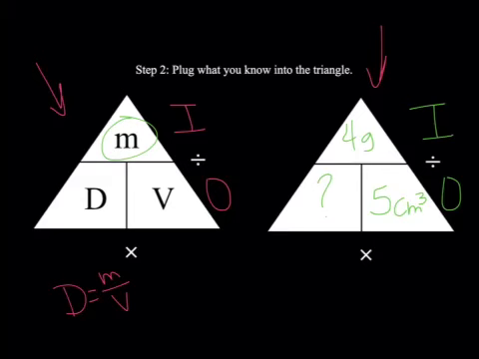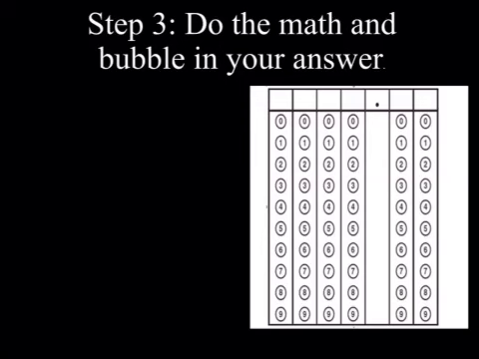Exactly. We have to figure out, is this line separating the 4 and the 5? Or is this line separating the 4 and the 5? Great job. This horizontal line is the one separating the 5, and what does that line tell us to do? Divide. Great job, guys. Alright, so now that we know exactly what to do with our numbers, let's go on to step 3 of our problem solving. Step 3. Do the math and bubble in your answer.